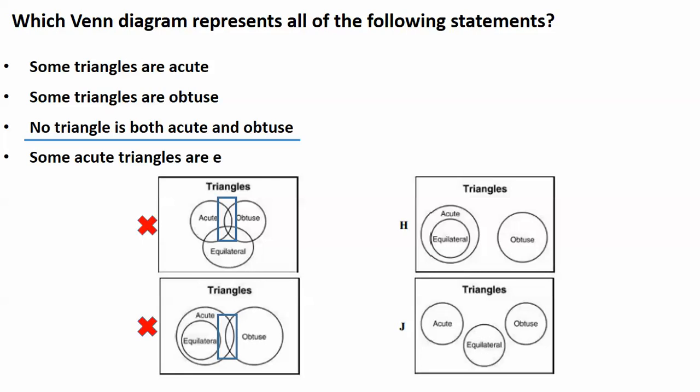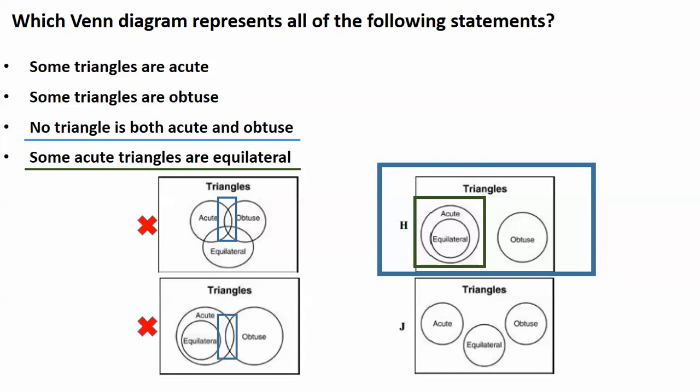Some acute triangles are equilateral. That means that the two must be able to overlap. See how some of the acute triangles are equilateral? That means this is our solution. Below it in J, the acute and the equilateral do not overlap. In J, some of the acute triangles are not equilateral. That's why it cannot be our solution.